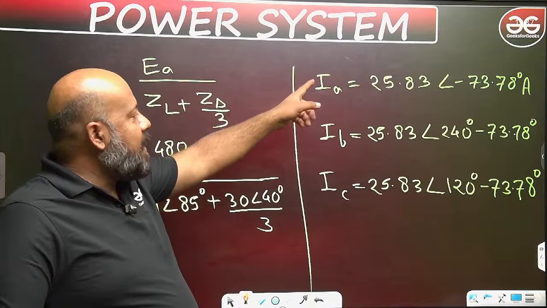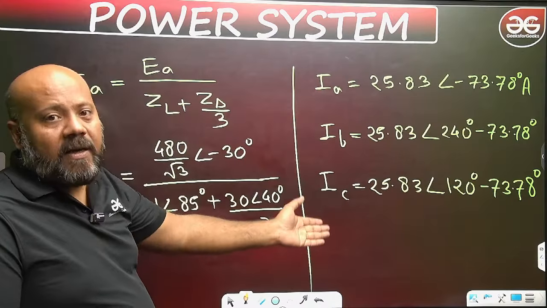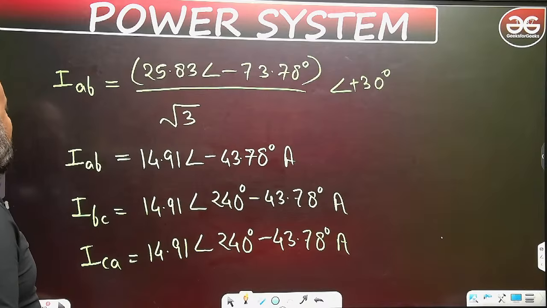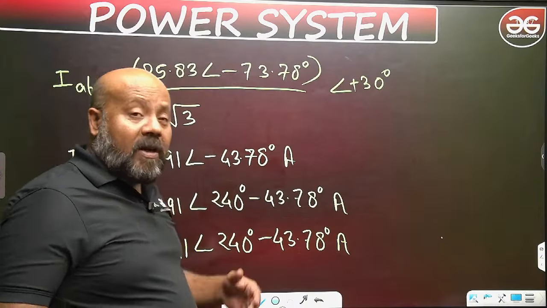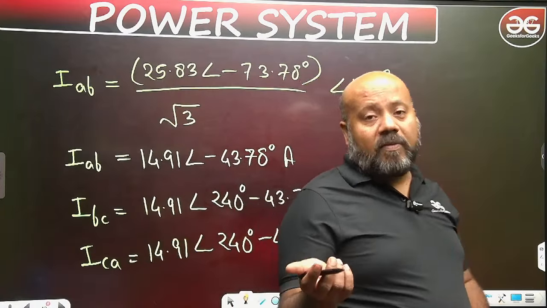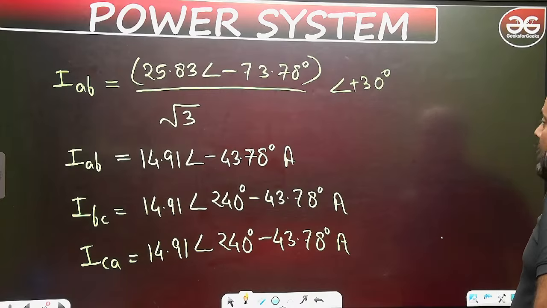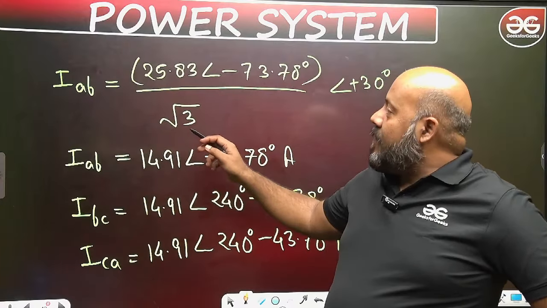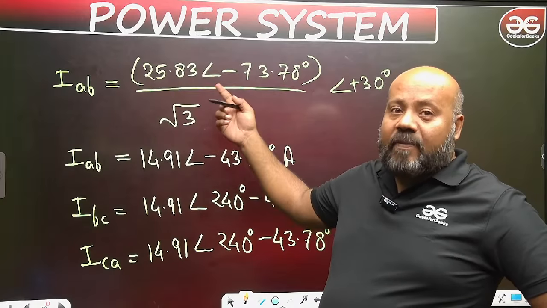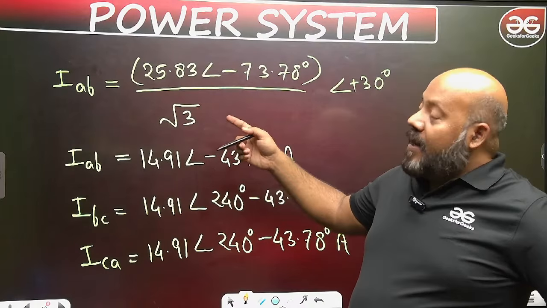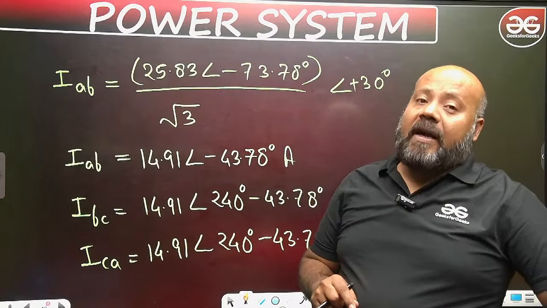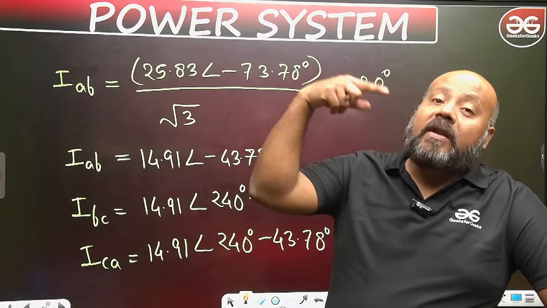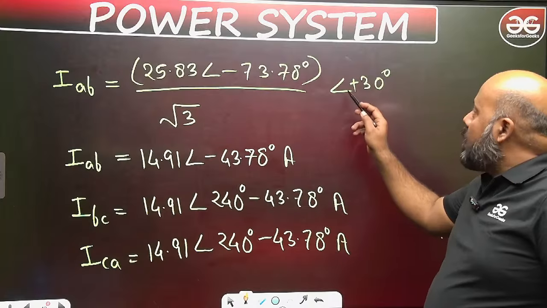The moment you get IA, the line current, you get IB, IC. Just give 120 degree spacing. The moment you get IA, IB and IC, you can calculate the delta load currents also. Because if you see, the phase current is going to be 1 upon root 3 times the magnitude of the line current. And in case of delta connection, yesterday I discussed it, the phase currents are going to lead the line currents by 30 degrees. So plus angle 30 degrees.